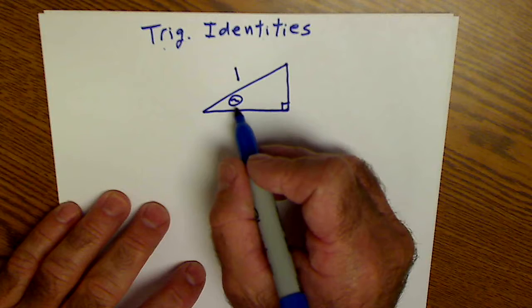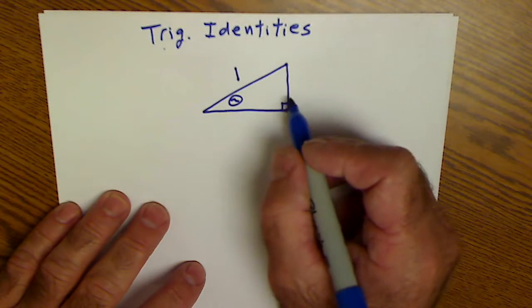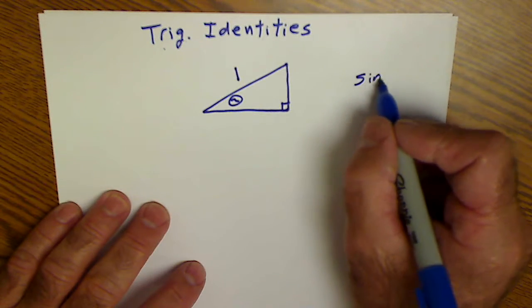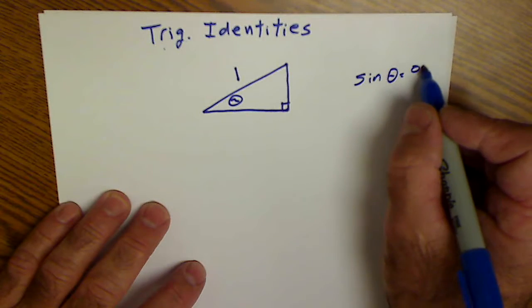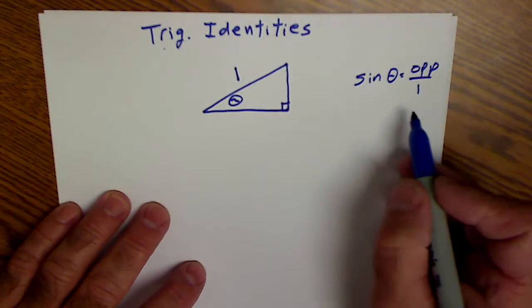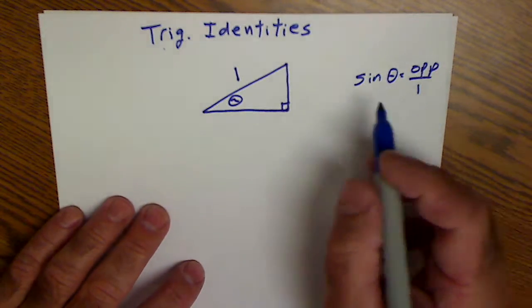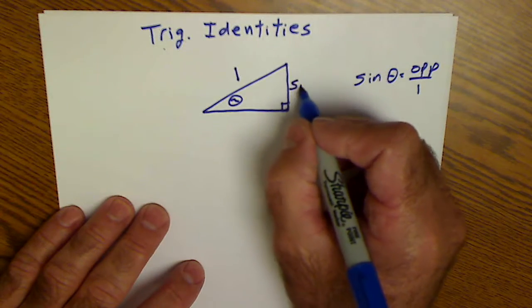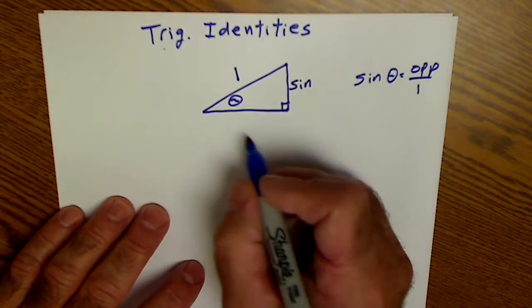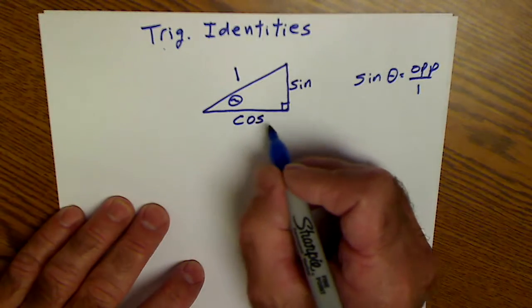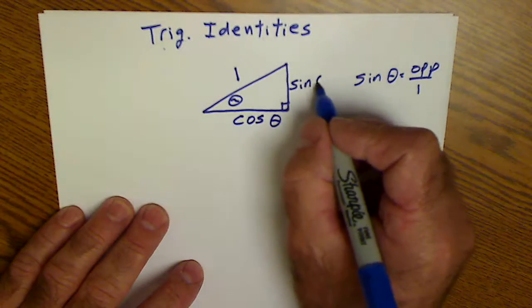I know that sine of theta is equal to my opposite over my hypotenuse. And since my hypotenuse is 1, I can see the opposite side is the same thing as sine of theta, and also my adjacent side would be cosine of theta.